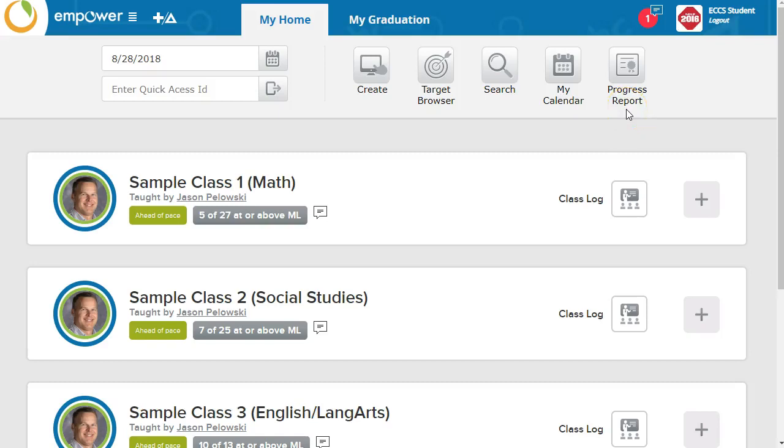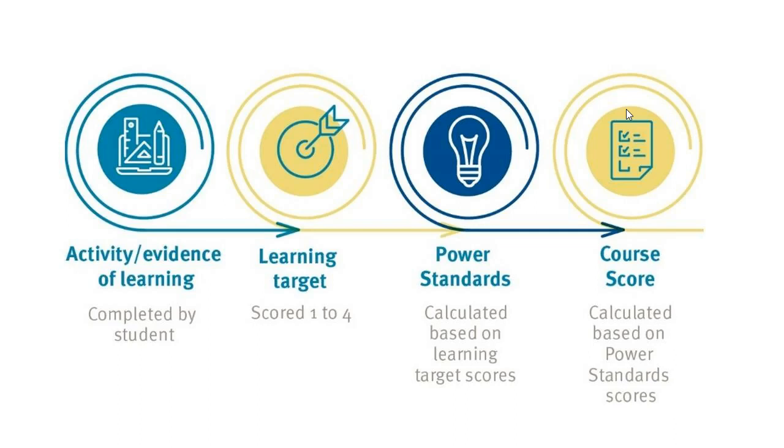Let's look more closely at how learning is graded. Students have to demonstrate learning to their teachers. That learning may be in the form of a test, a project, or other school work. That evidence of learning is used to score learning targets.